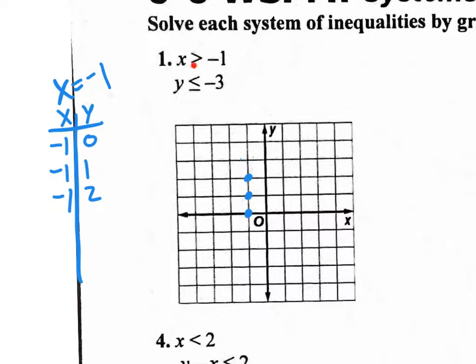Now, because there is no solid line underneath the inequality, that means it's not going to be a solid line. You're just going to go dotted all the way up and all the way down. So you need to shade either one side of the line or the other side. Now, right here, you could use the shortcut.